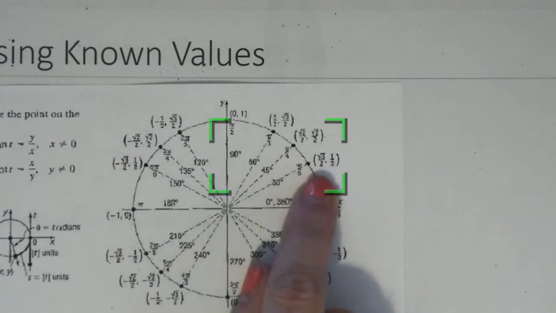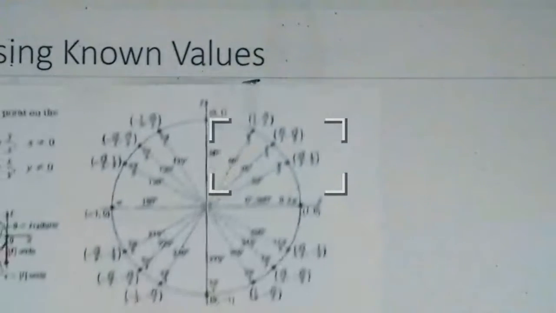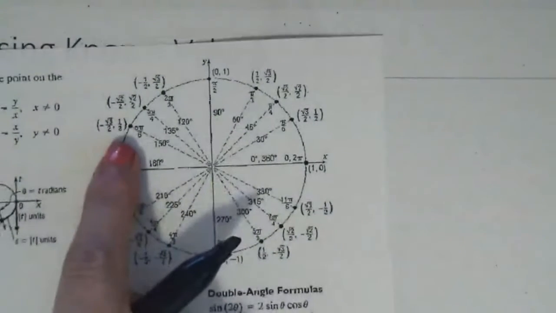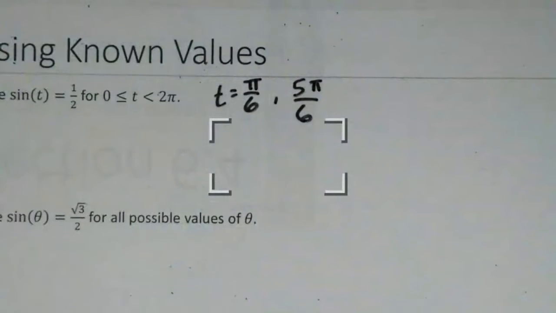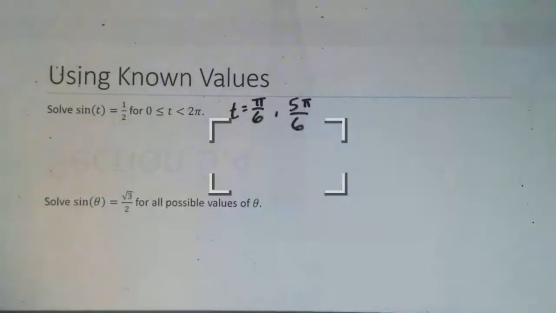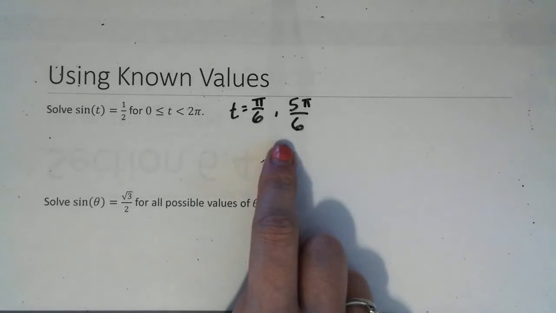So a y value of 1/2 happens here at pi over 6. So t can equal pi over 6. But it also happens in quadrant 2, which is 5 pi over 6. There can't be any more answers than that because in the restriction of 0 to 2 pi, there are 4 quadrants. In 2 of those quadrants, 1 and 2, sine is positive, and in the other 2 quadrants, sine is negative. So we found our answer in the first quadrant and our answer in the second quadrant.